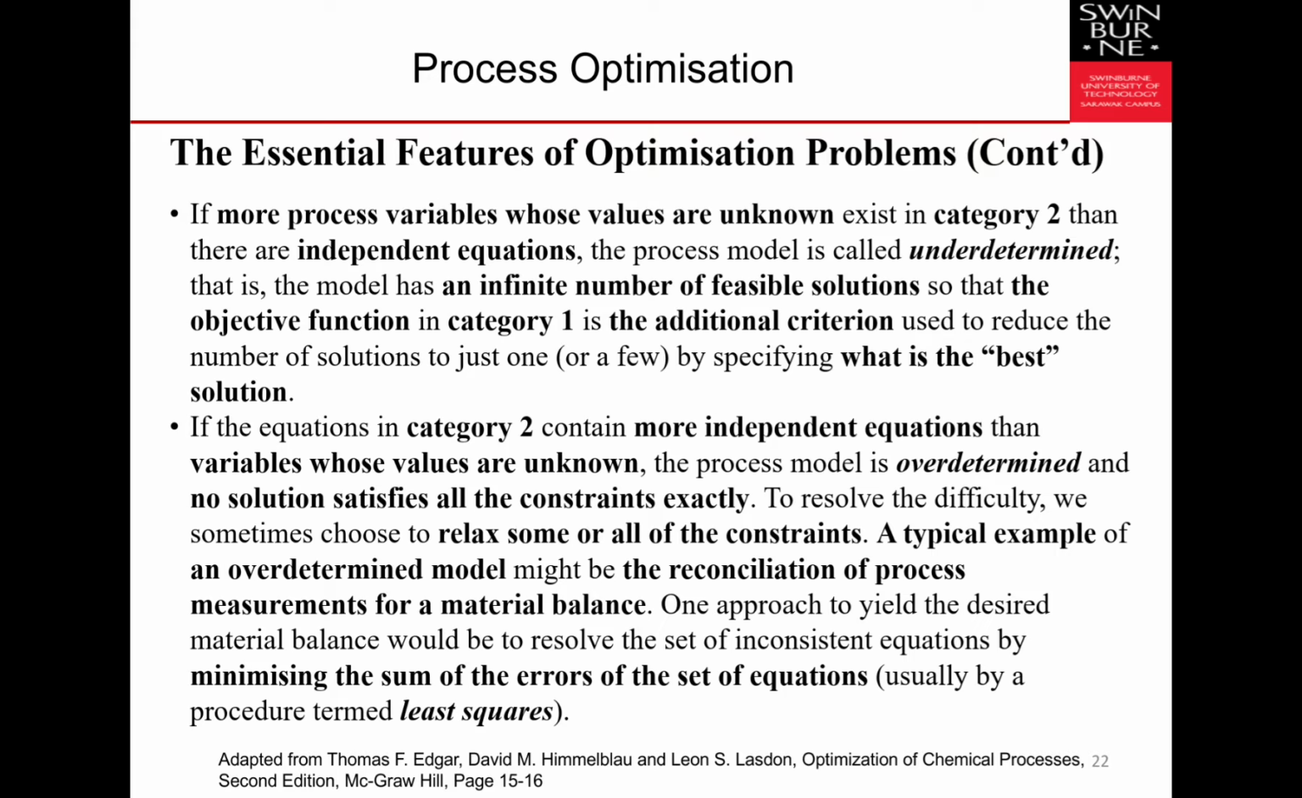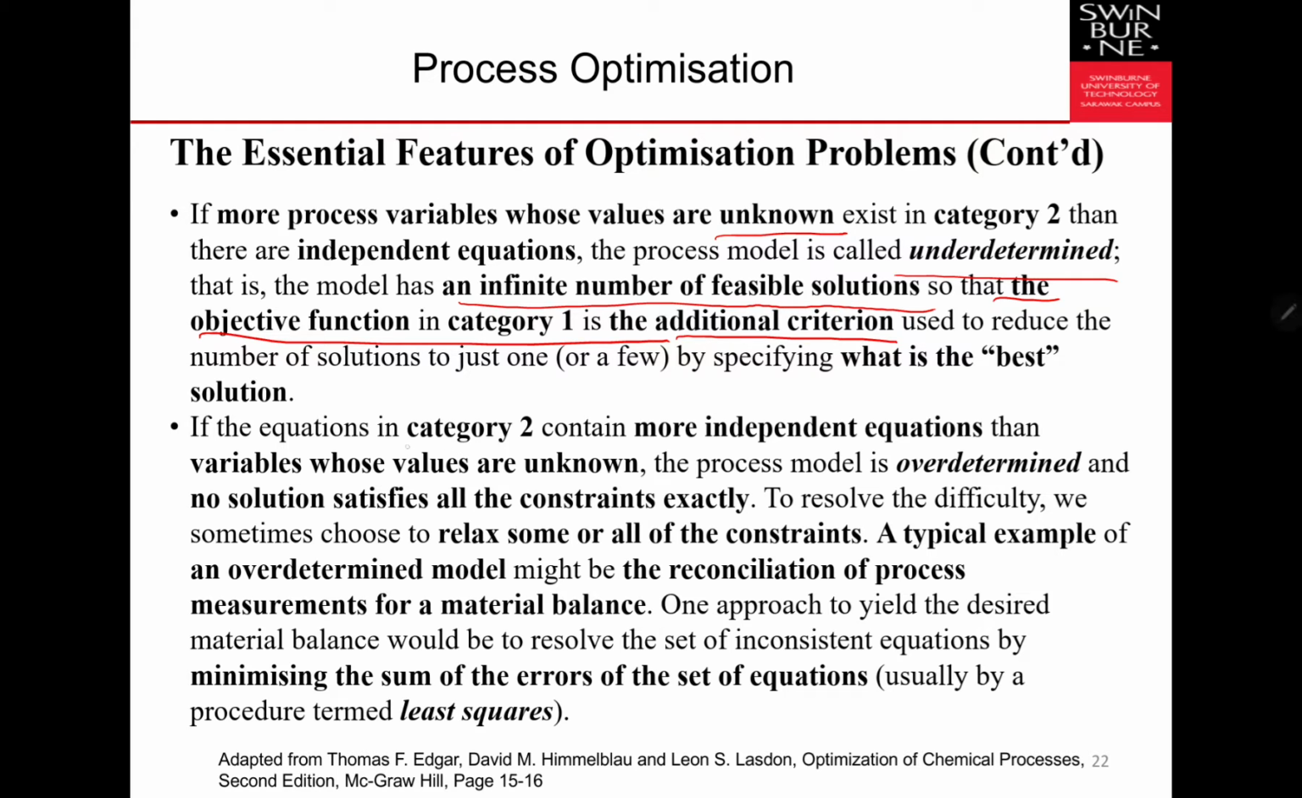And the next slide in here is, even though it sounds like a bit boring, but then it's very important, the concepts in here. If more process variables whose values are unknown exist in category 2, then there are independent equations, then the process model is called undetermined. Okay, then the model has an infinite number of feasible solutions, so that the objective function in category 1 will be the additional criterion that can be used to reduce the number of solutions to just one or few by specifying what is the best solution.